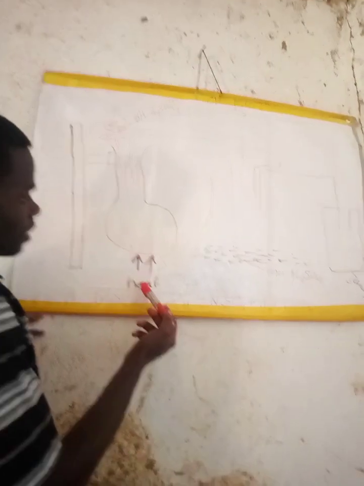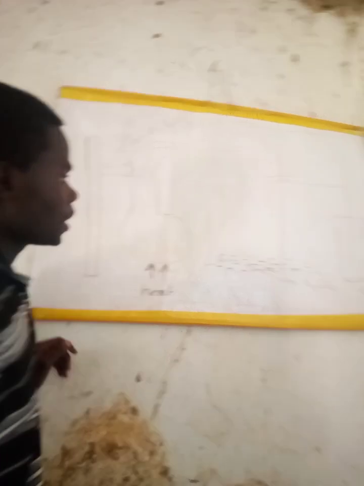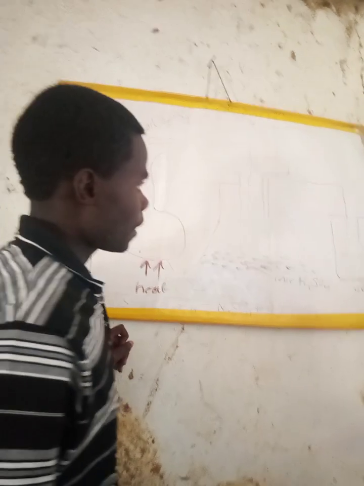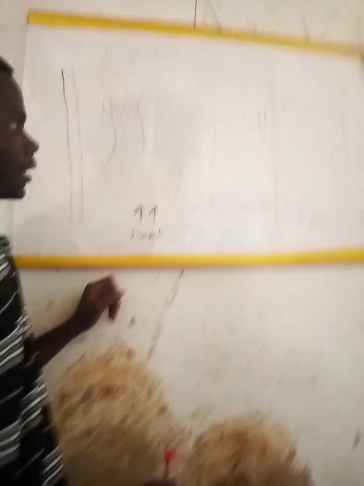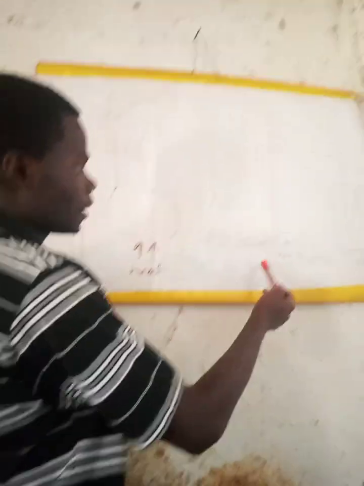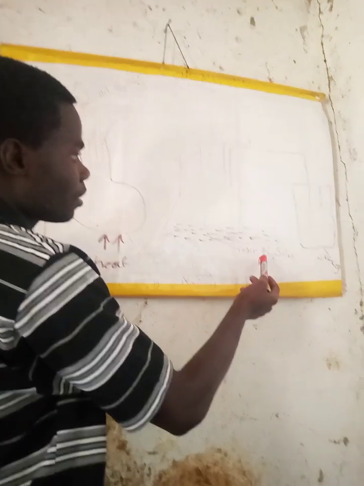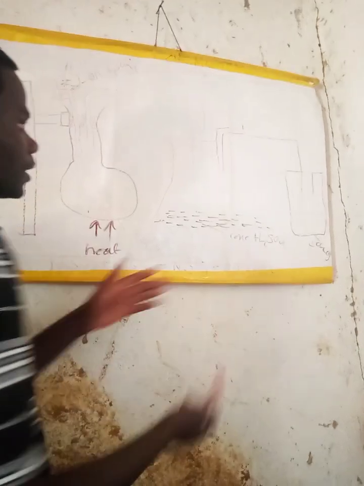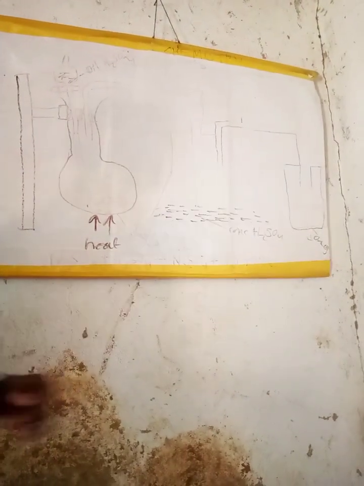In this diagram, there are some things that you need to take note of. One, you must have a source of heat. Then you should know this method of collection. Then the drying agent, which is concentrated sulfuric acid, is used at this point.